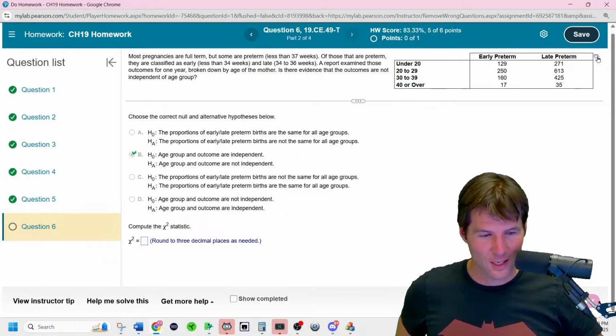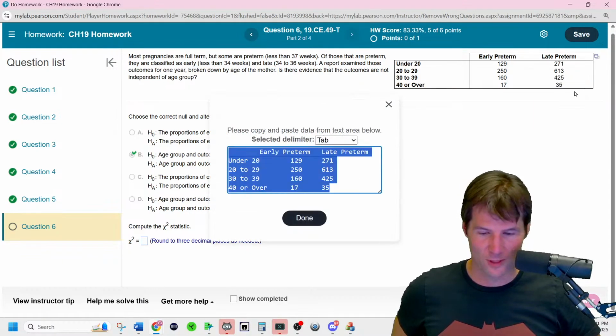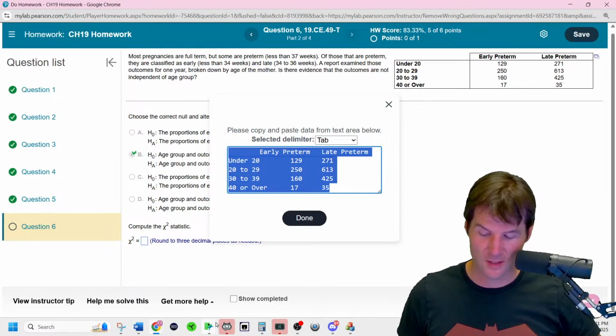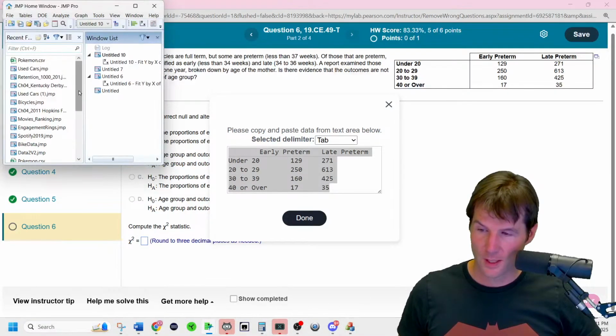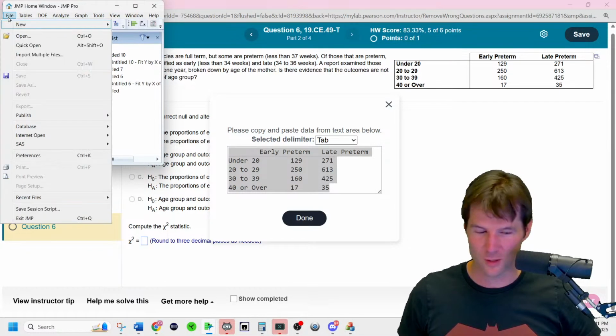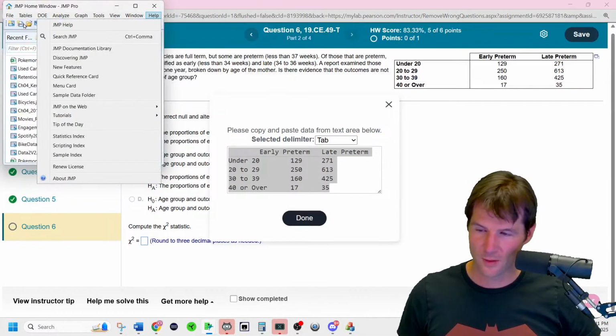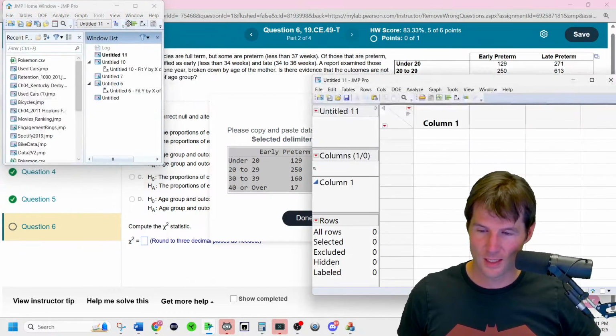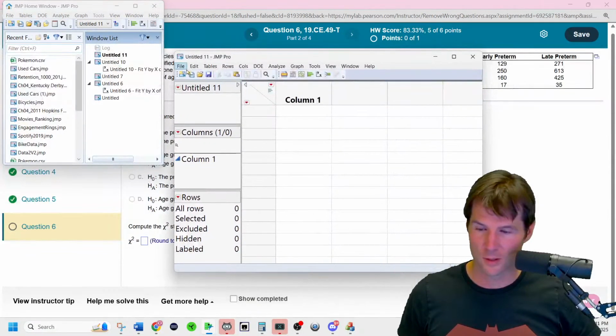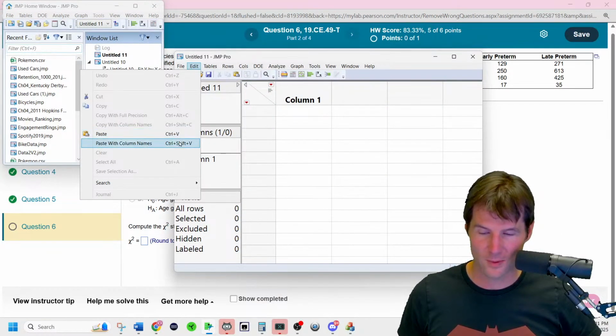We're going to copy the data right here. Copy to clipboard, Control-C or Command-C. Go into JMP and go to File, New, Data Table. And then you know what we're going to do. A little edit, paste with column names.